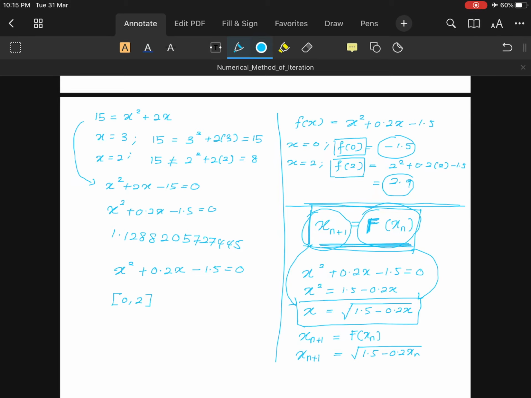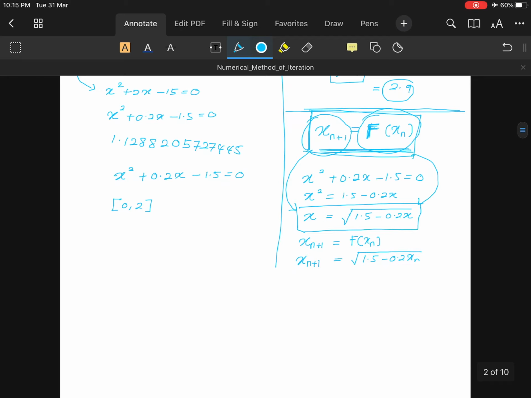So how else can we form the relation? Other than that, we can also say, what if I put this one as 1.5 minus x square? Then I can bring this down, x square over 0.2. Again, I can write this as x_{n+1} equals 1.5 minus x_n square over 0.2.